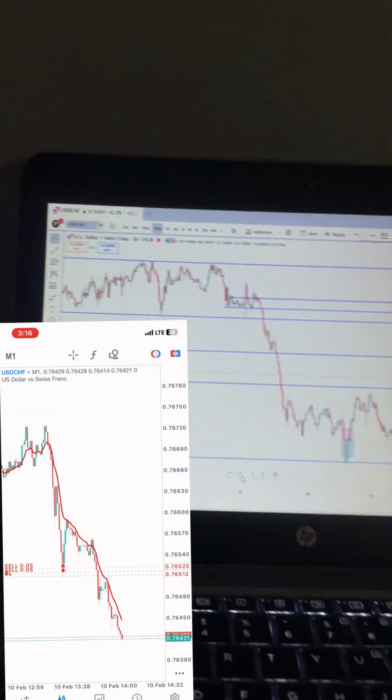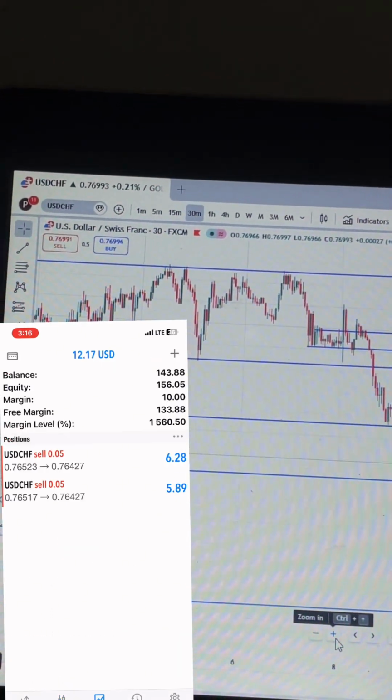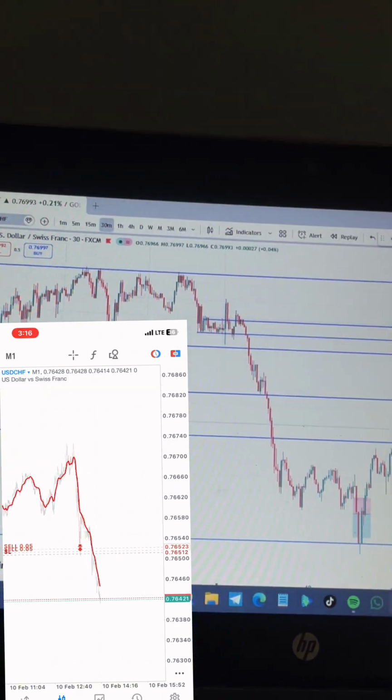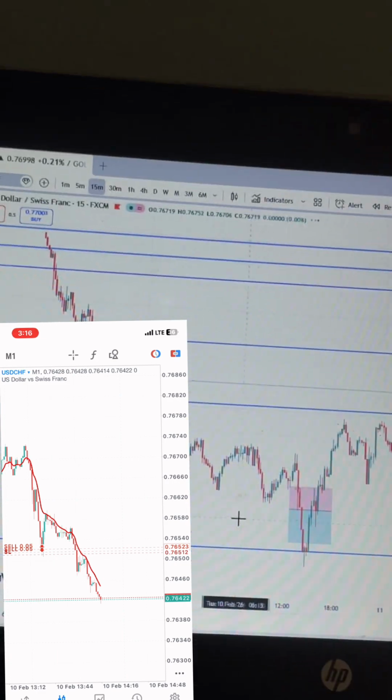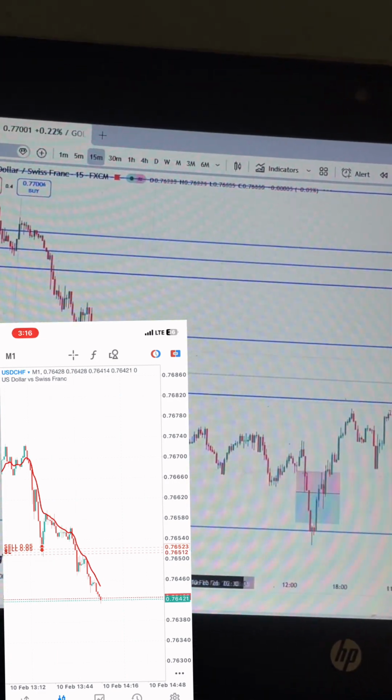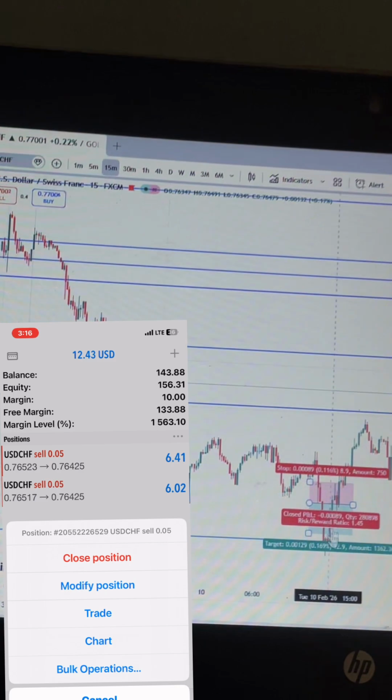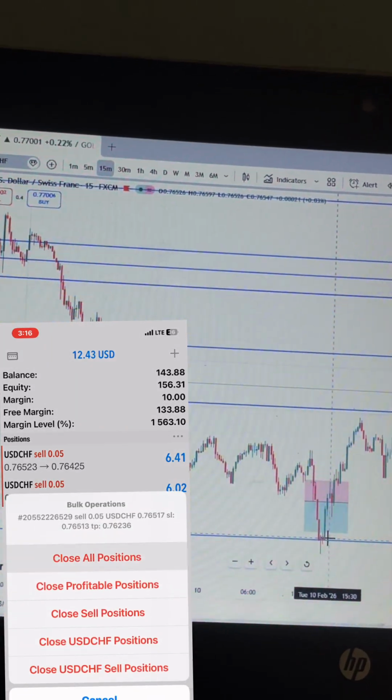Aside from the fact that USD CHF was on a downtrend, that's my confluence. So the downtrend broke this zone, retested it, was definitely going to touch this zone.